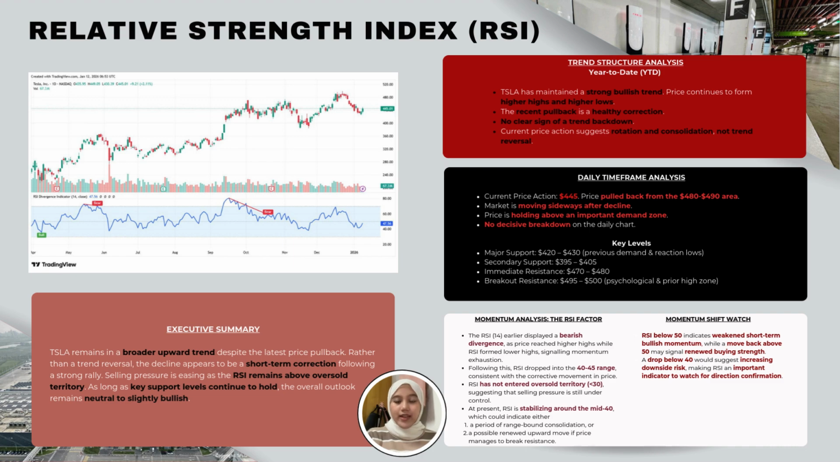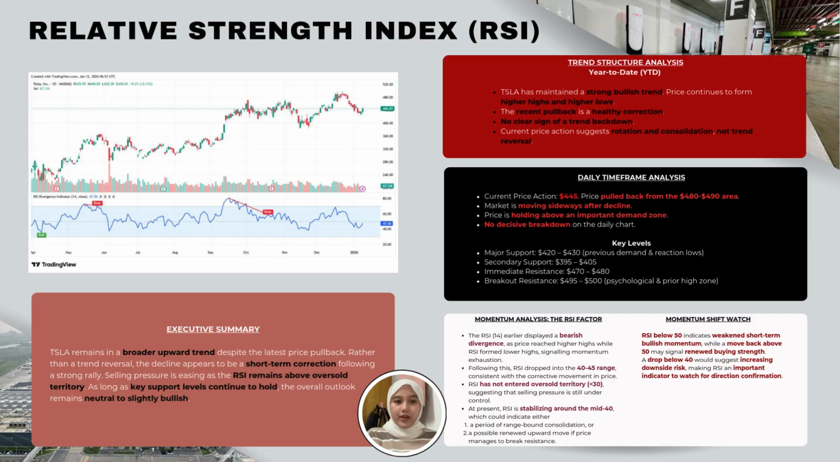Into the Relative Strength Index or RSI analysis. This indicator helps us understand the strength and direction of price momentum. Starting with the broader picture, on a year-to-date basis, Tesla is still in a strong bullish trend, as the price continues to form higher highs and higher lows. The recent pullback we see is considered a healthy correction, rather than a sign of a trend reversal. Current price action suggests rotation and consolidation, not a breakdown of the overall trend.